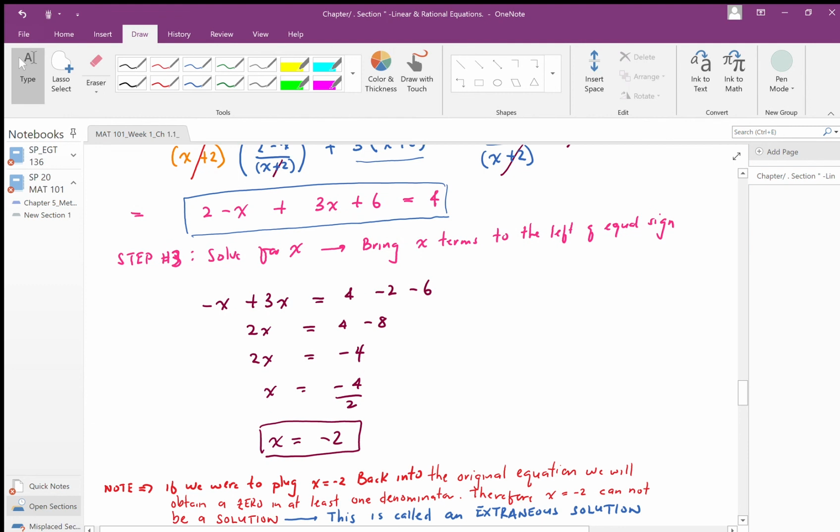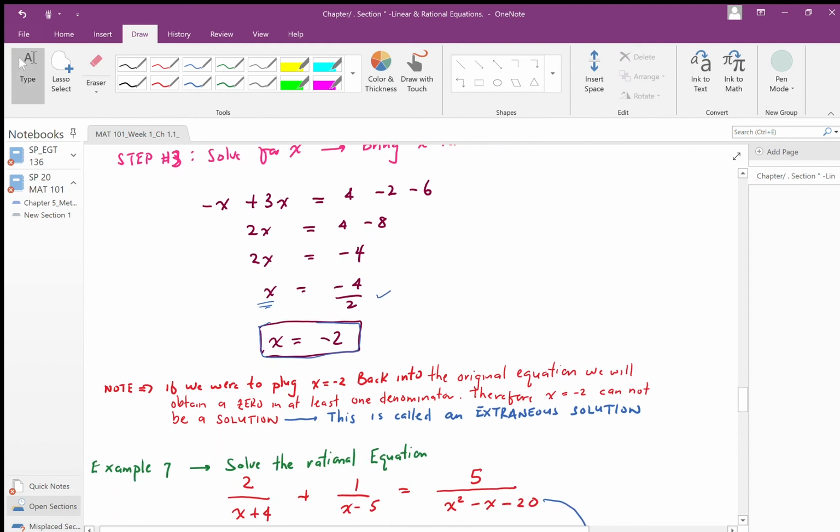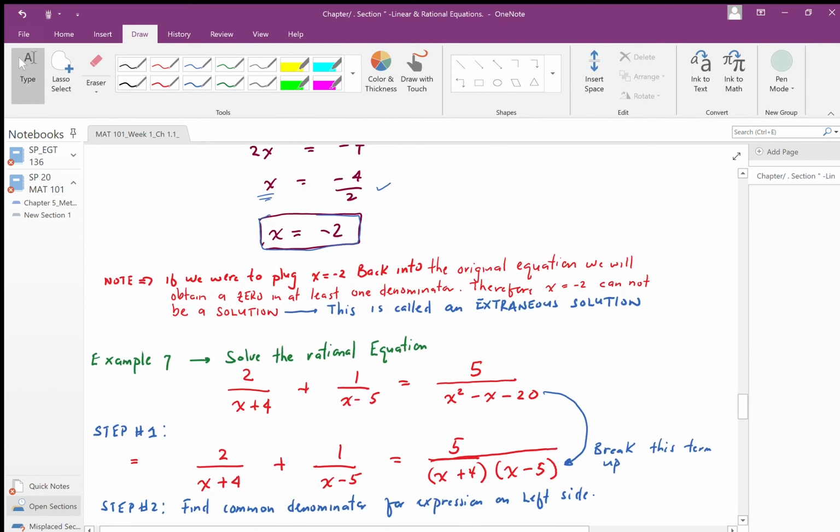Now, we want to be able to solve for x, and when we do so, again, we bring like terms together. I like to put the terms of x on the left-hand side and the actual coefficients on the right-hand side, and then we get x equals negative 2.